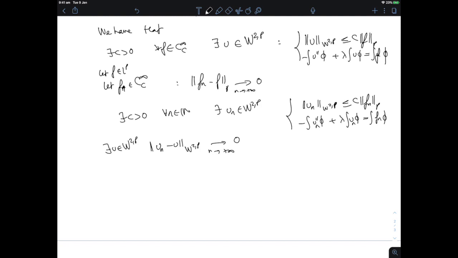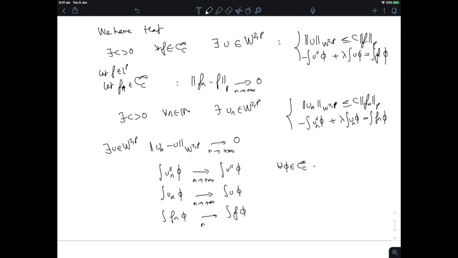Okay, and now what can I say about this U and the equation? Well, the integral of Un second times phi is going to tend to, it's a real number, to the integral of U second times phi for all phi in C infinity. That's because the strong convergence in LP implies the weak convergence in LP, right? You could test against any phi in LP prime, not just a phi C infinity compactly supported. Now, in the exact same way, the integral of Un phi converges to the integral of U phi, and the integral of Fn phi converges to the integral of f phi.